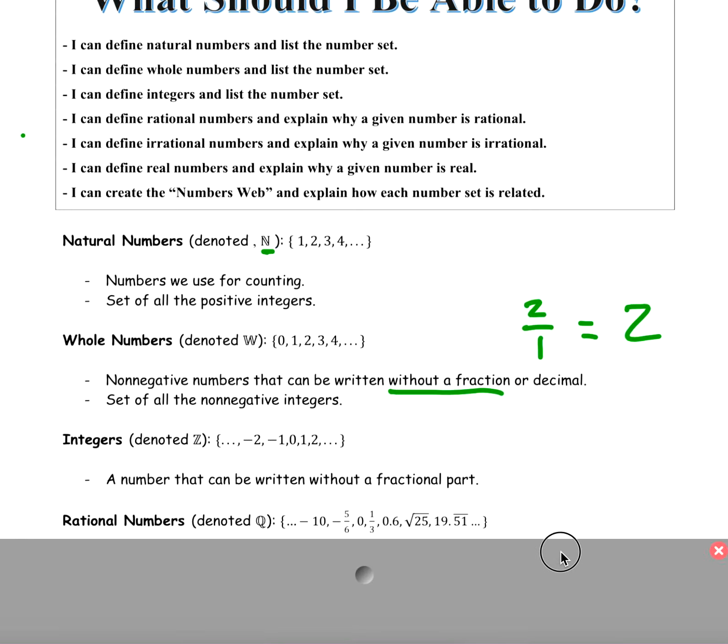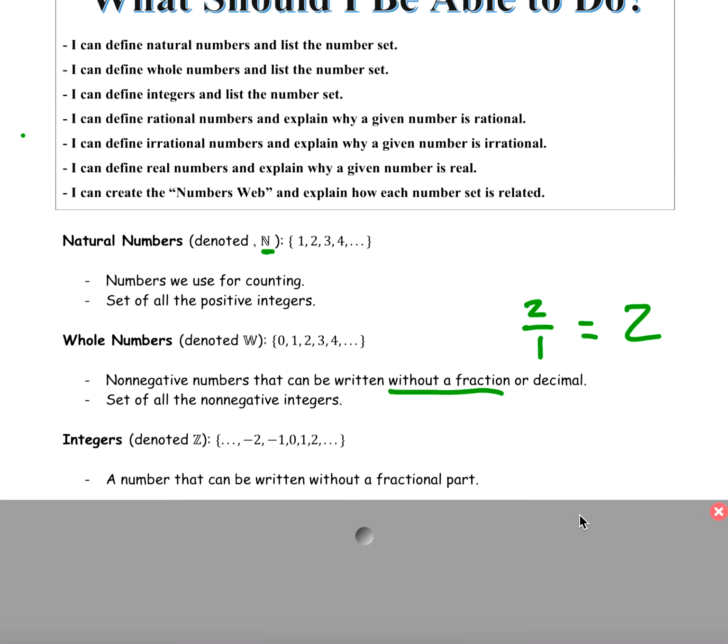And integers are denoted by the capital Z, and that is a number that can be written without a fractional part. So it can be negative, or it can be positive, or it can be 0. Those are the integers.